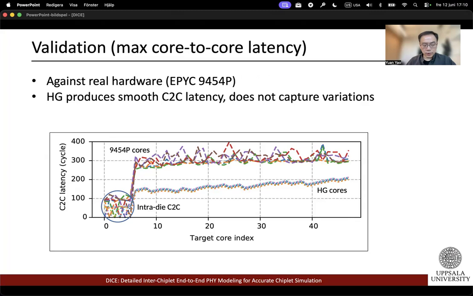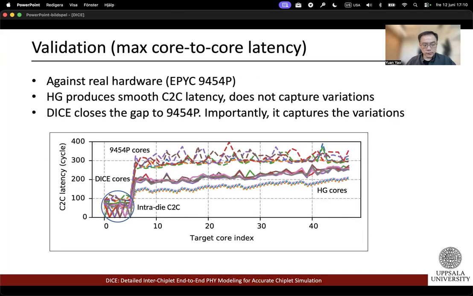It captures the broader structure of how a chiplet system works, but it misses much of the delay variation because it uses an oversimplified inter-chiplet communication model. DICE closes the gap to real EPYC 9454P measurements. More importantly, it captures the variation pattern better, because packet timing is influenced by the detailed PHY behavior rather than by a constant delay.